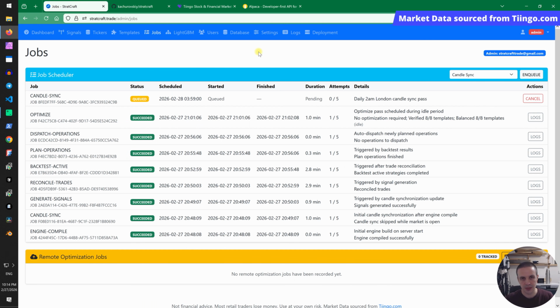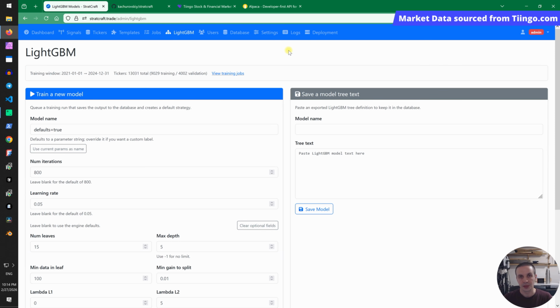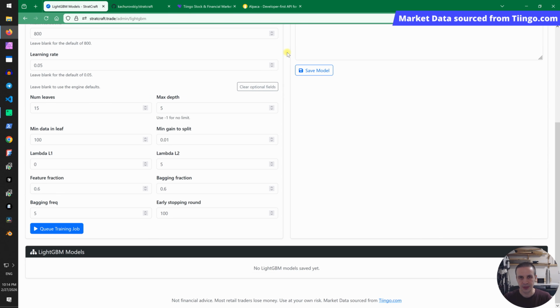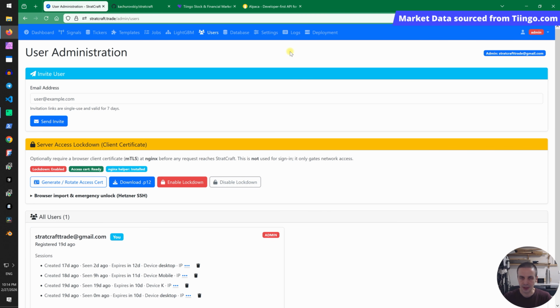In the jobs section, we see everything that happened since the last server start, and we can also cancel upcoming jobs or start new ones. LightGBM is an exploratory section where we can train a forest of decision trees. It is very overfitted on default settings, so it needs more work. This system is intended to have one or a handful of users. It's not meant for massive multi-tenant usage.